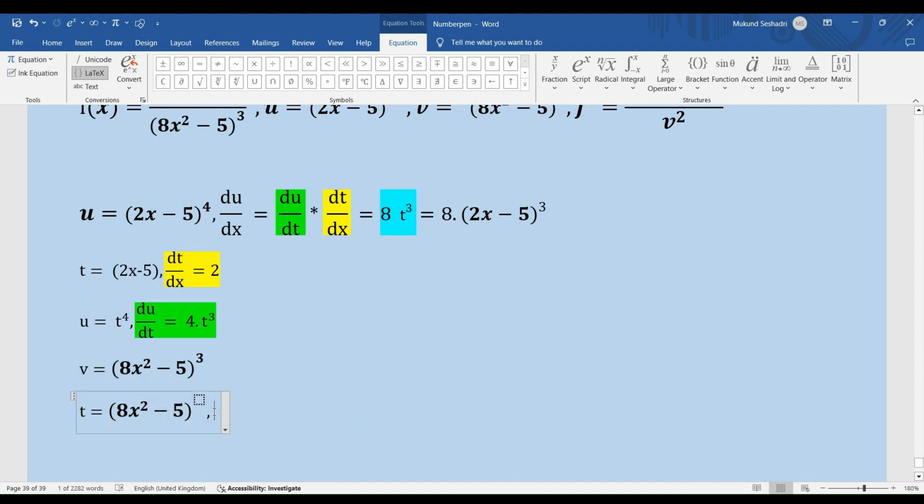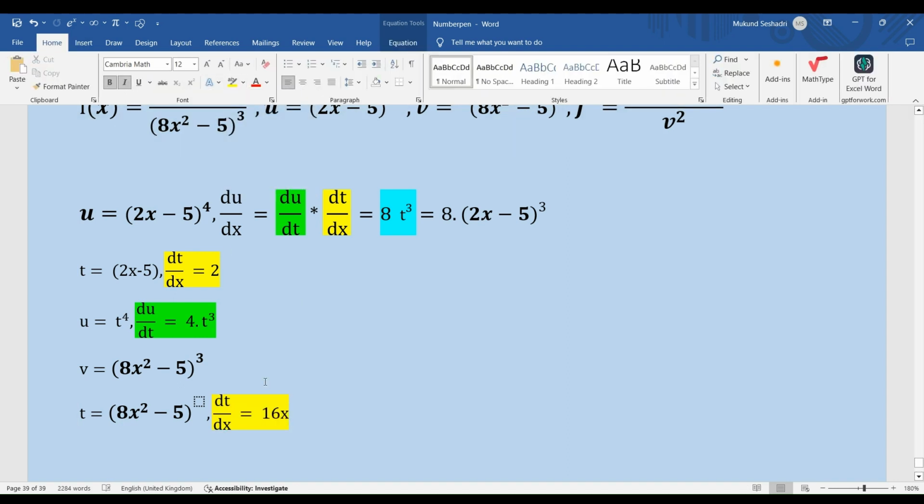So what is my dt by dx? My dt by dx is nothing but an application of my sum rule. So d by dx of 8x square is nothing but 8 into 2 into x, which is 16x, right? Again, an application of the derivative of x to the power n. And then I have my minus 5, which is nothing but dt by dx of minus 5 is 0 because it's independent of x. So I have my answer for dt by dx, which I will mark in yellow.